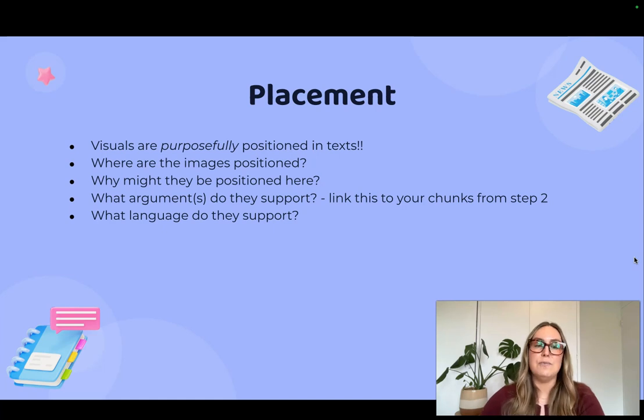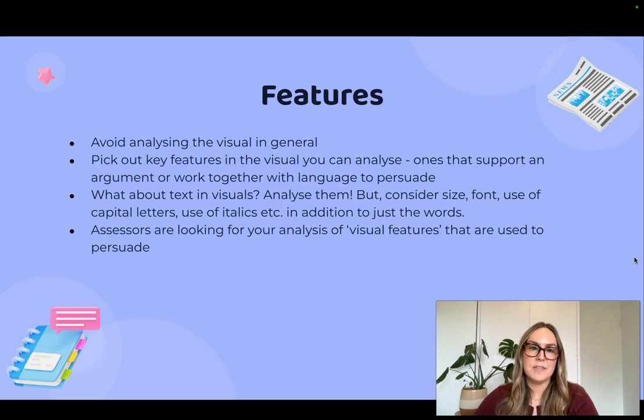And really thinking, much like we looked at the strategic sequencing of argument, think about the strategic placement of your visuals. What arguments are they supporting or linking to? Why are they positioned there? What language do they combine with to position the reader in a certain way? Then, really crucially, you need to be analysing specific features within the visual.